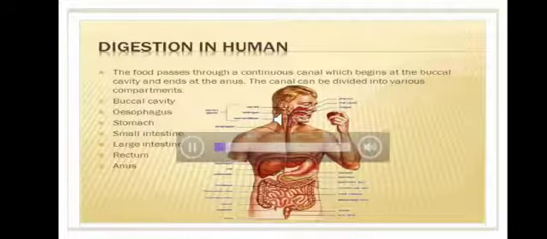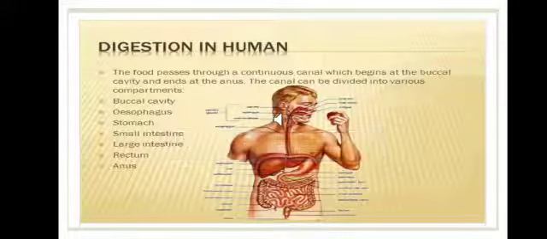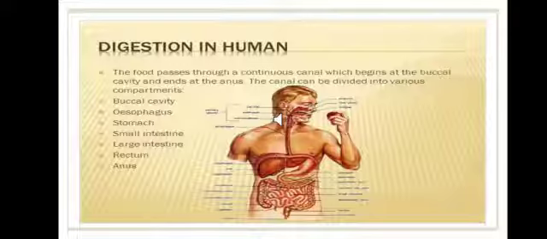Children, do you know what happens to the food we eat? Let's try to learn. First, we need to know the organs involved in the process of digestion. The first organ involved is the buccal cavity, then the esophagus, stomach, small intestine, large intestine, rectum, and anus.